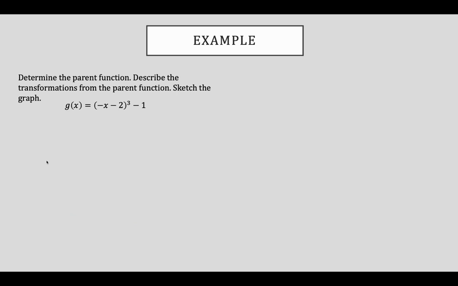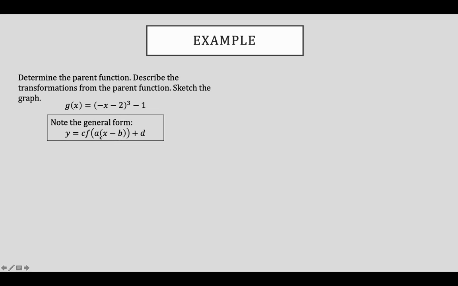Determine the parent function, describe the transformations from the parent function, and sketch the graph. We have g of x is equal to the quantity negative x minus 2 cubed minus 1. Again, note the general form. The reason I keep putting this general form up here is so that you begin to recognize whenever there is a constant multiple of a inside of the parent function, as well as some sort of horizontal translation occurring at the same time from a constant b, okay?